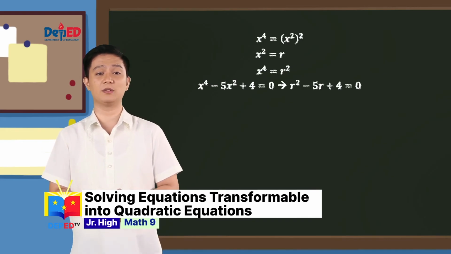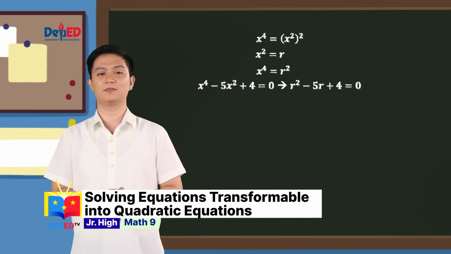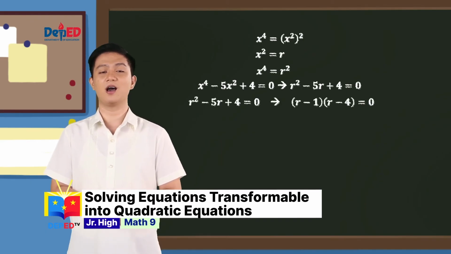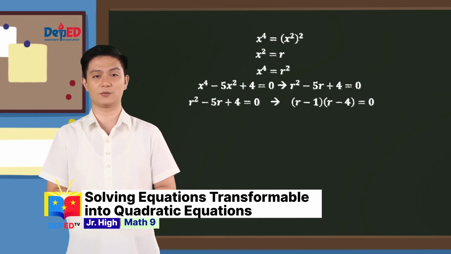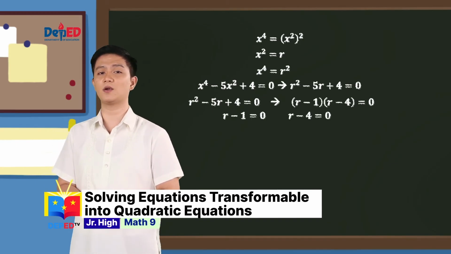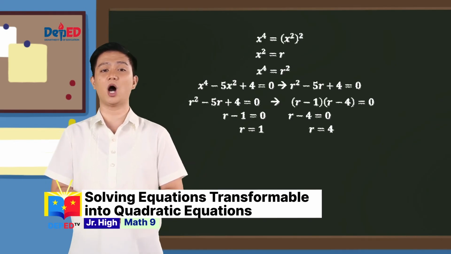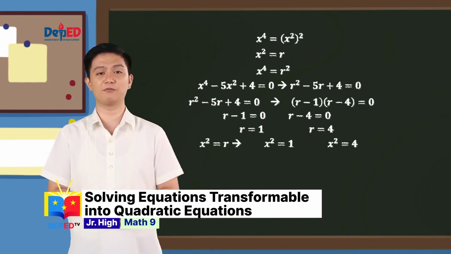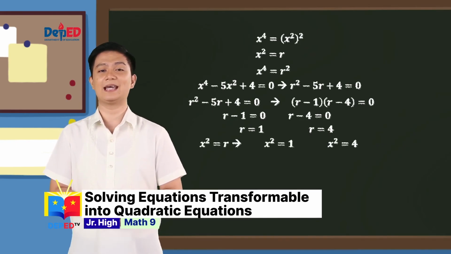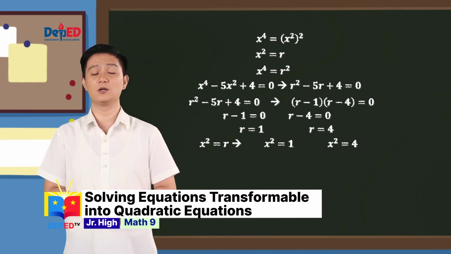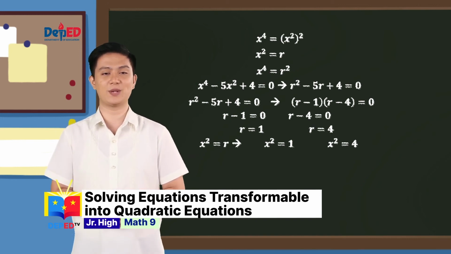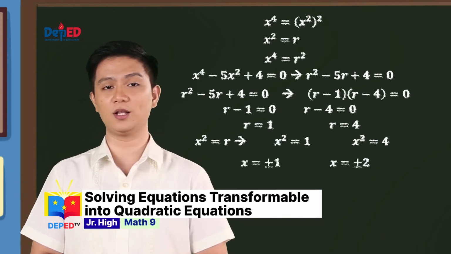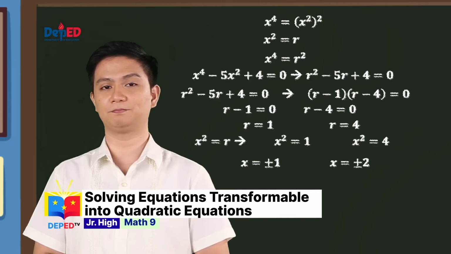And this equation can be solved by factoring and can be expressed as the equation r minus 1 times r minus 4 equals 0. Equating each factor to 0, we must get that the values of r are 1 and 4. By substitution, we have the equations x squared equals 1 and x squared equals 4, which can both be solved by extracting square roots. Hence, the values of x are positive or negative 1 and positive or negative 2.